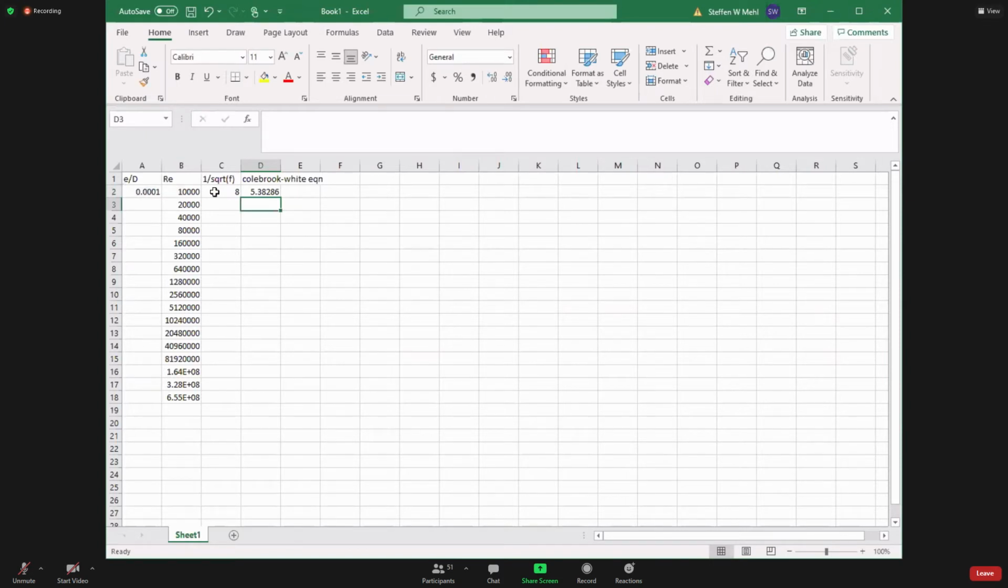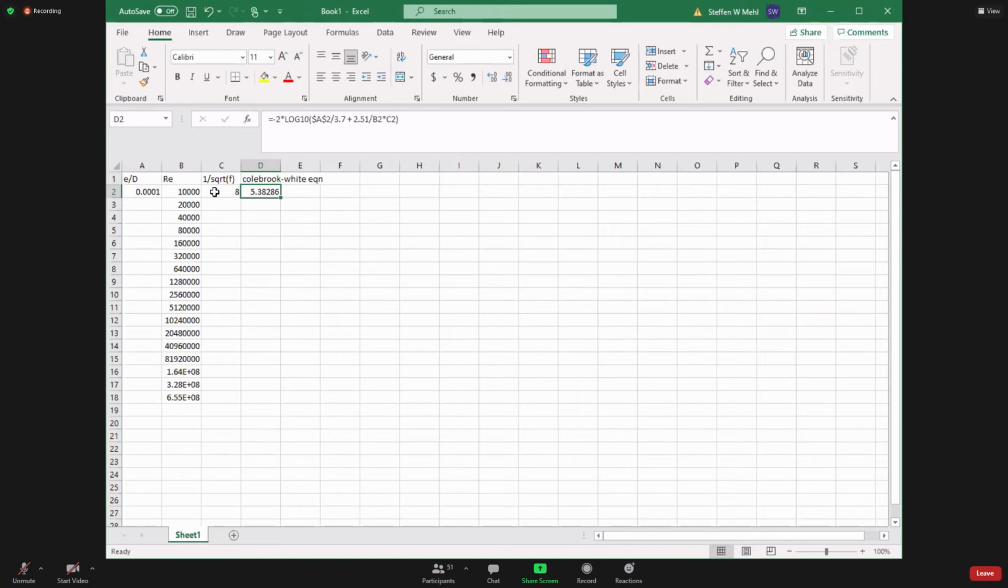So now what we're seeing is, we just threw in a guess of 8, and if the right-hand side came out to 8, then 8 would be the right answer for 1 over the square root of f. Does that make sense to everybody? Because that was the whole problem with the equation, that we had 1 over the square root of f on both sides of the equation. I just guessed a value of 8, and the equation says, no, it's actually 5.38.